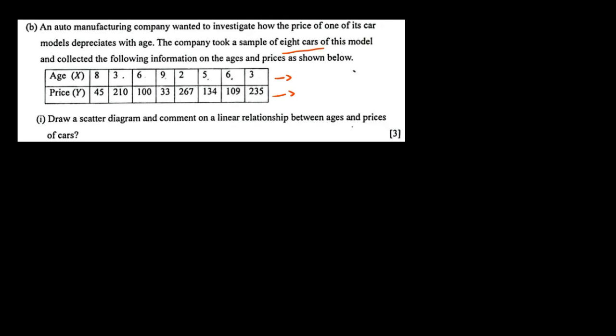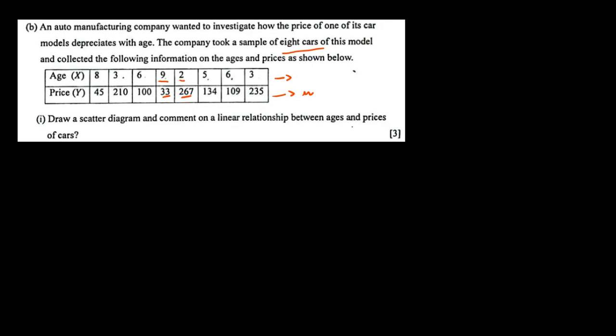For us to draw this scatter diagram, we have to identify our dependent variable and our independent variable. Since we are talking about depreciation, the price of these cars will be dependent on the age. If a car has a long lifespan like 9 years, its price will be low. If a car has a short lifespan like 2 years, the price is high. So the price depends on the age.